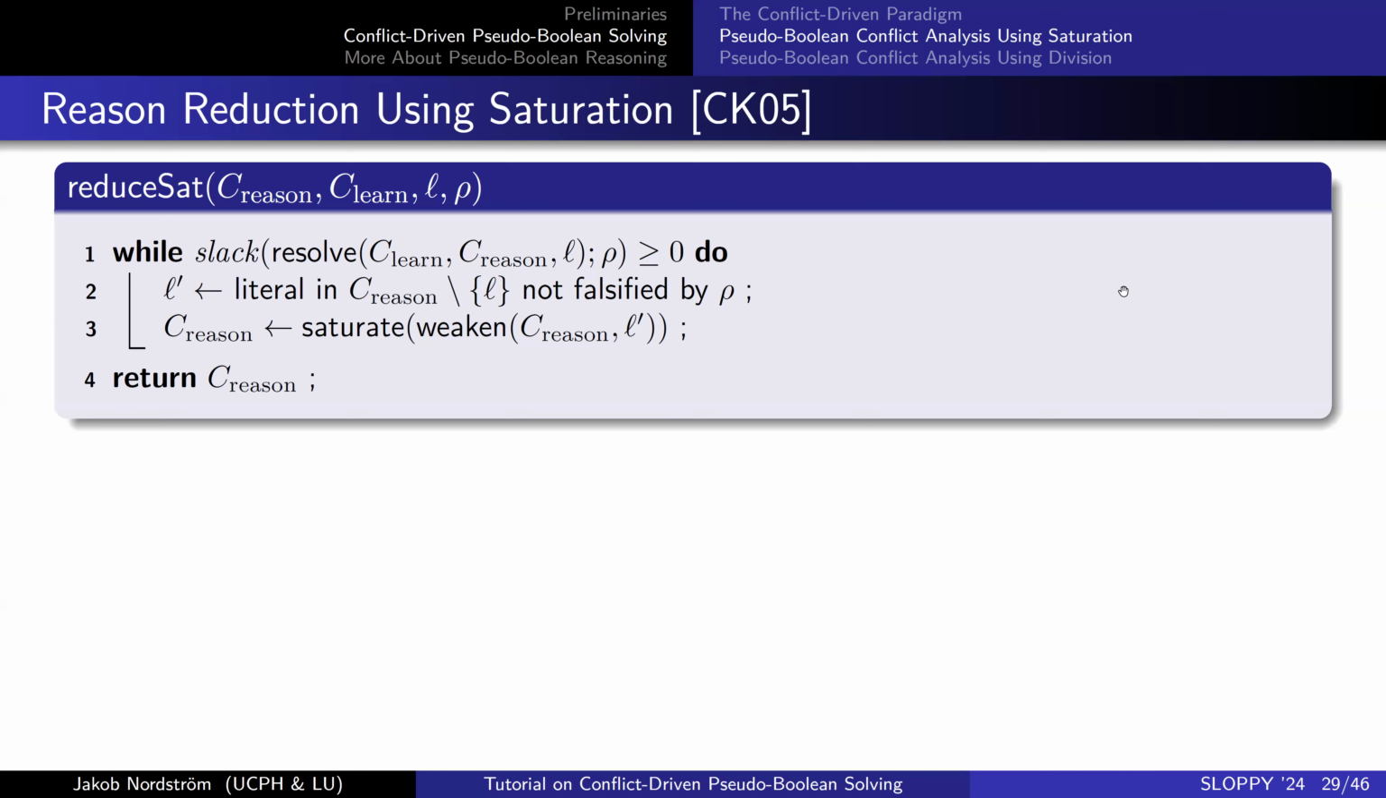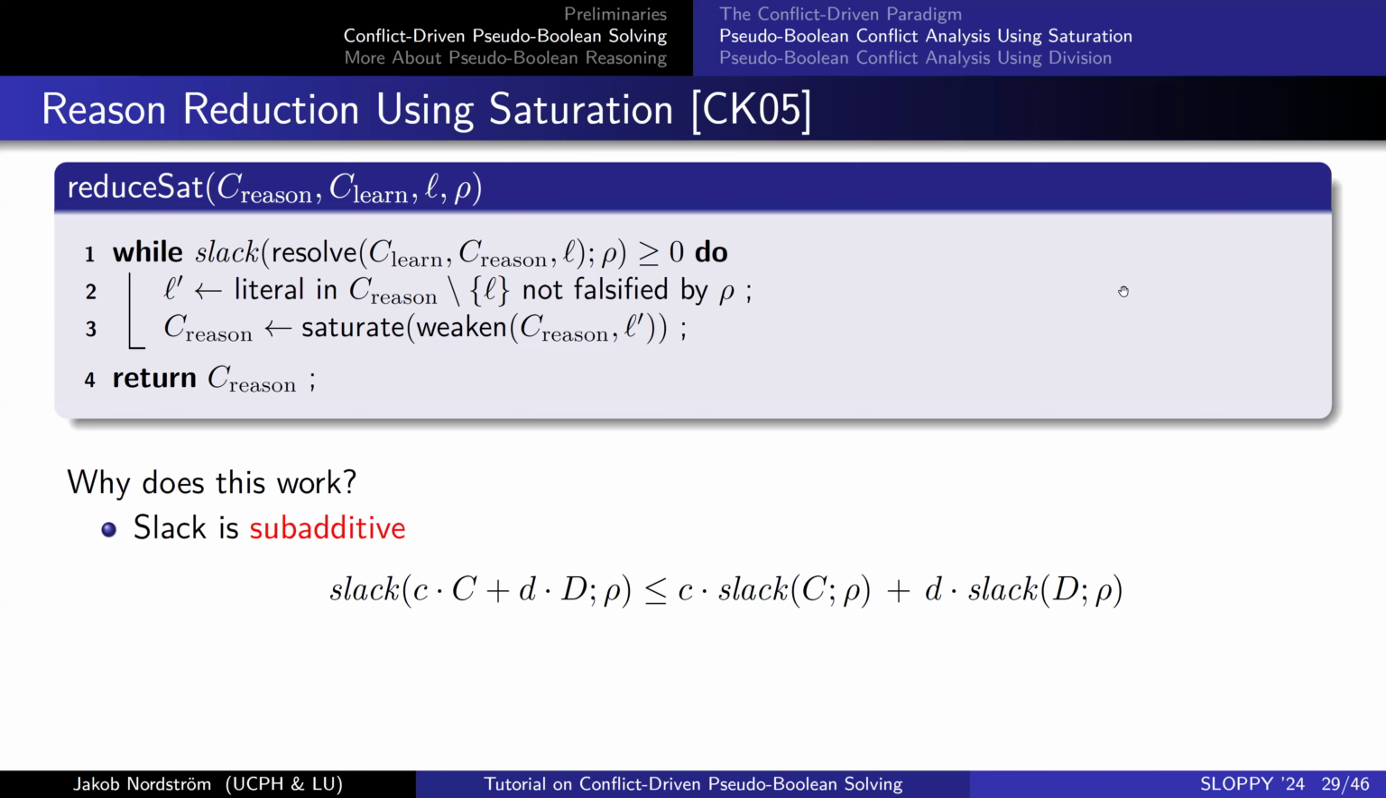Okay, this is what we did, and the question is, will this work? And I claim it will always work. It's guaranteed to work, but why? I mean, it's not at all clear. Potentially we could weaken away all weakenable literals and still have non-negative slack, right? In which case we just crash. But this doesn't happen. Why doesn't it happen? It's a proof by intimidation almost.